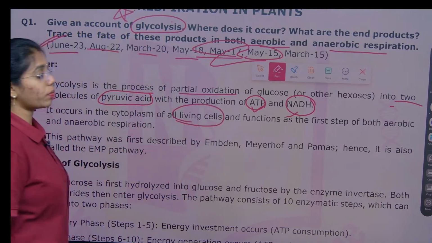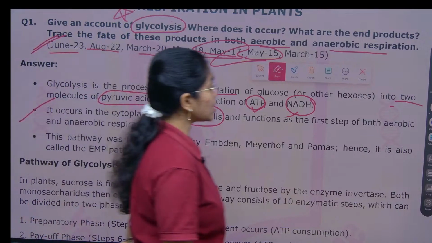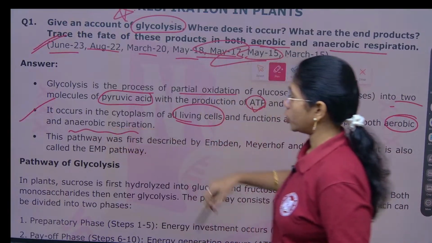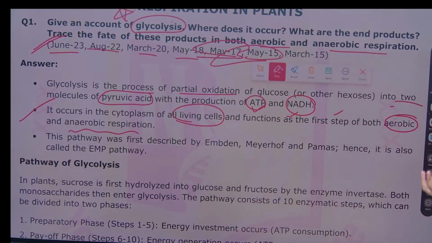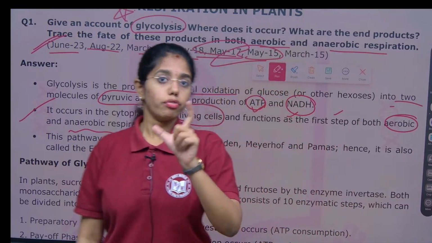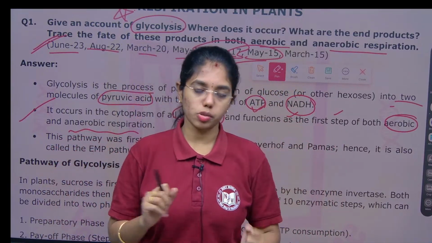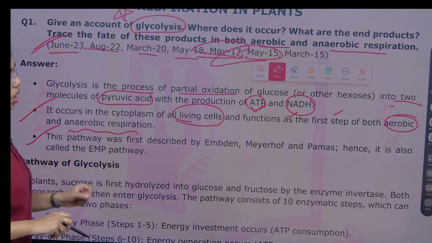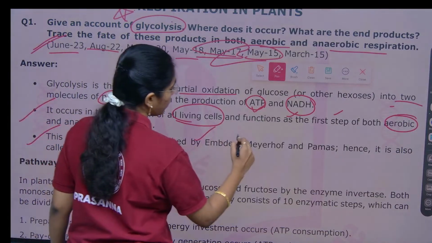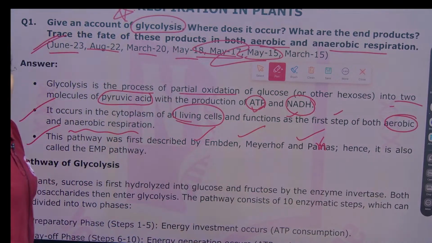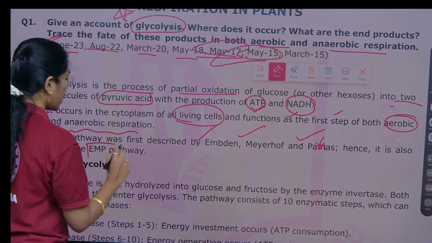This occurs in the cytoplasm of living cells, and this functions as the first step of both aerobic and anaerobic respiration. You can also write it this way: this is the common pathway for both aerobic respiration and anaerobic respiration. In this way also you can present it. And then, this pathway was first described by whom? Emden, Meyerhoff and Parnas. Hence it is also known as the EMP pathway.